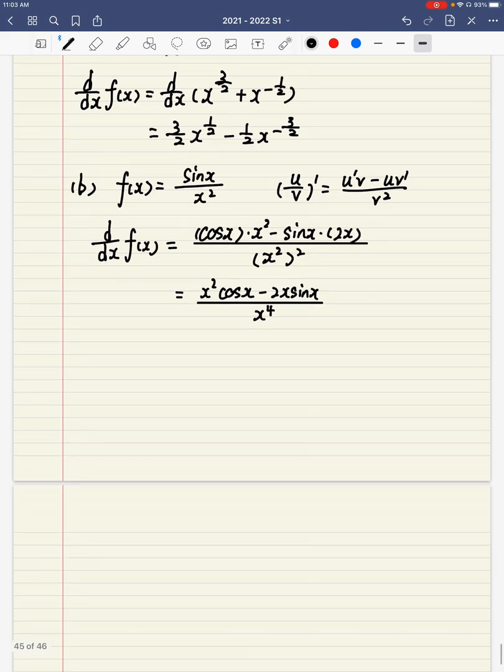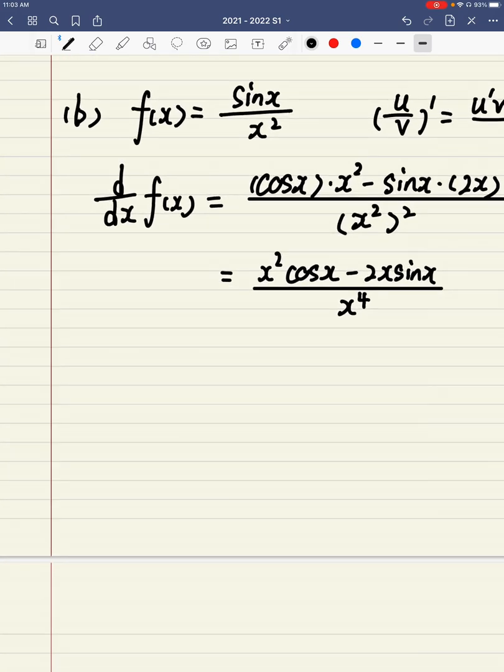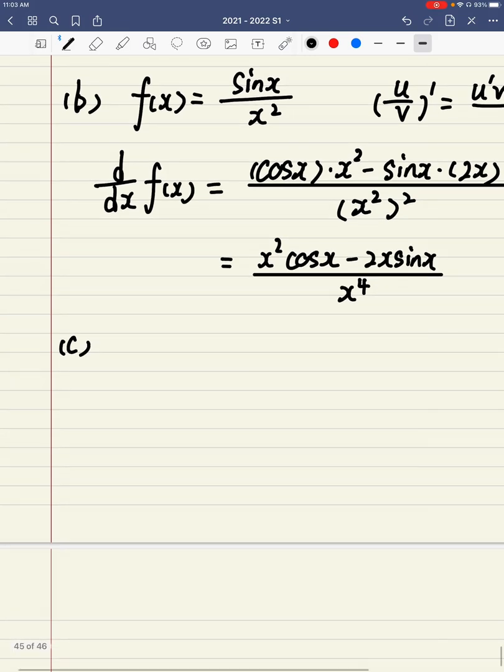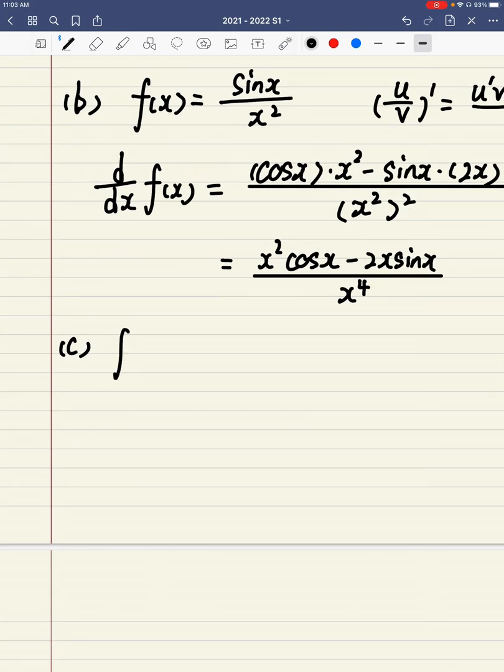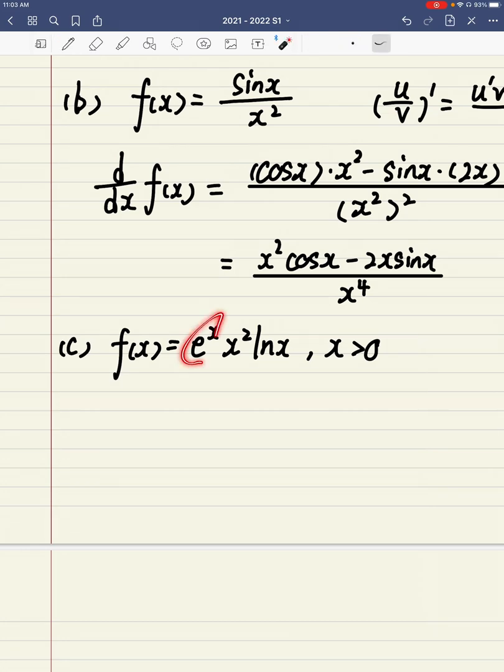Part C. Okay, part C. f(x) is e to the power of x times x squared times ln x. All right, so it has 3 parts: e to the power of x, x squared, and ln x. So we are going to use the product rule twice.